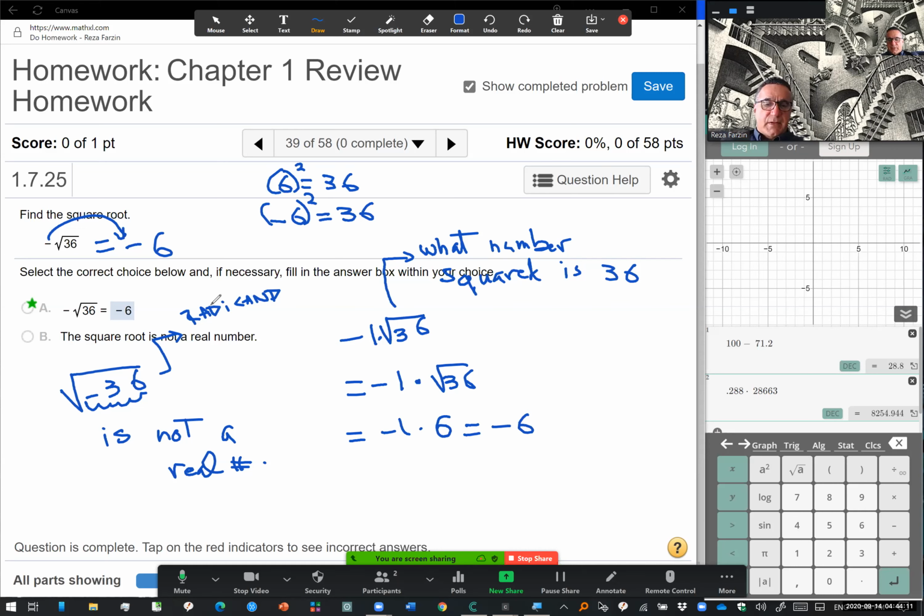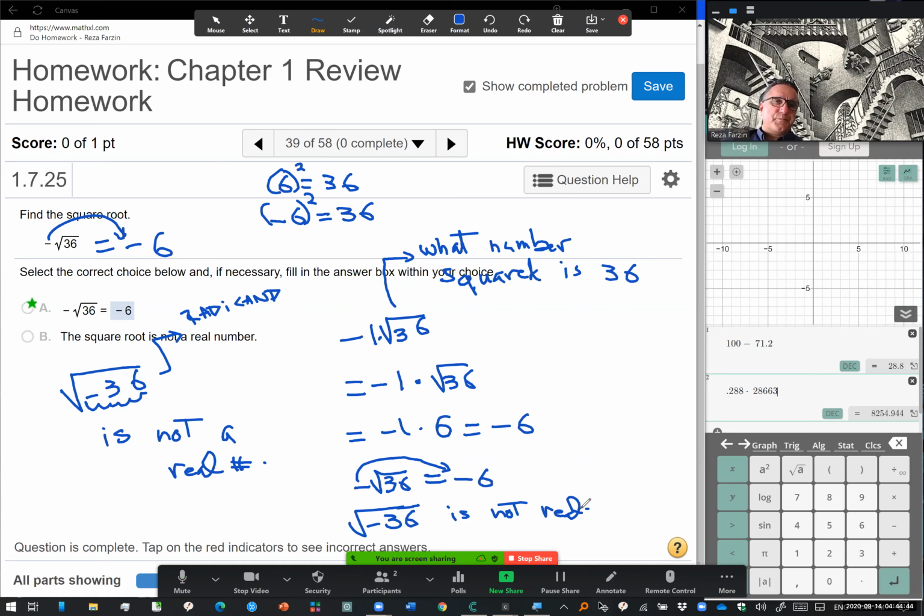It's a very, very important difference because when you have the negative on the outside, that negative is just going to carry and you're just going to get negative 6, right? But when the negative is on the inside, you're trying to find a number that when squared gives us negative 36. And there is no such real number. So this one we just say is not real. Okay? Like that. Okay, cool. That helps. All right, good.